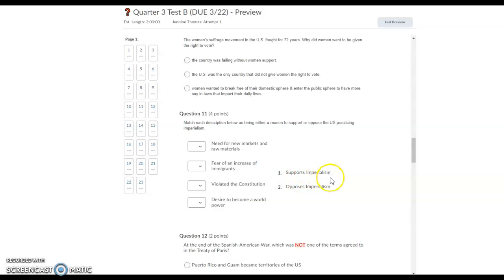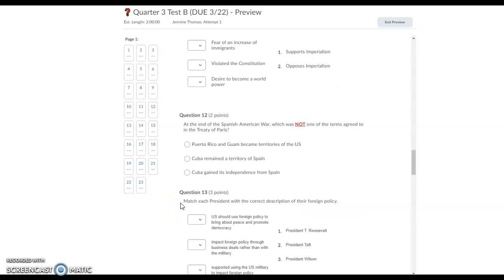Number 1's option is support imperialism. Number 2 is opposes imperialism. The first one to match would be need for new markets and new raw materials. Fear of increase in immigrants, violated the Constitution, and the last one is desire to become a world power.